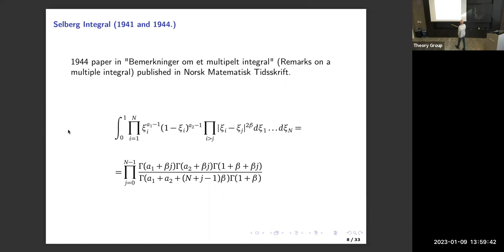But the difference from what I'm doing is that his domain of support is the interval from 0 to 1, and I'm considering a closed contour. But that's what he computed.